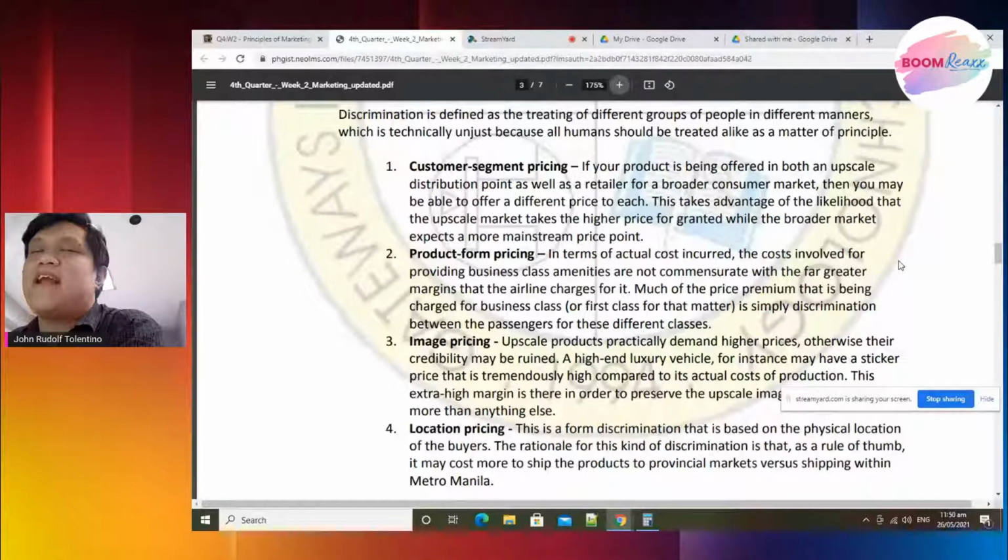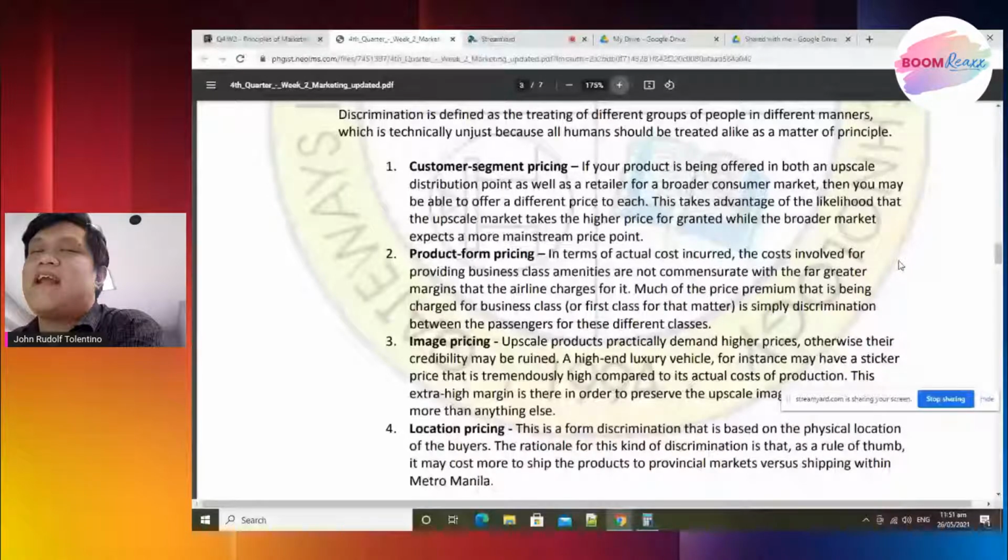Okay, in terms of the actual cost incurred, the cost involved in providing business class amenities is not commensurate with the far greater margins that our airlines charge for it. Okay, so much of the price premium being charged for business class simply discriminates between the passengers.